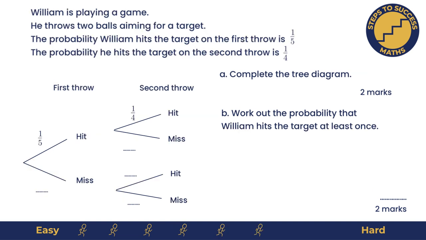William is playing a game. He throws 2 balls aiming for a target. The probability William hits the target on the first throw is 1/5. The probability he hits the target on the second throw is 1/4.